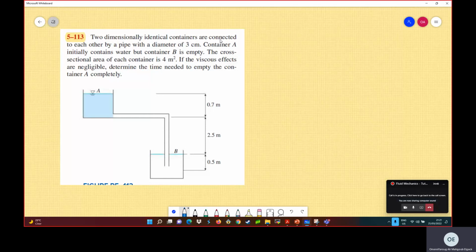So I'm given the diameter of the pipe here, and I'm given the diameter or the cross-sectional area of the container. And what else? That's it. He wants to find the time needed for container B, to determine the time needed to empty container A completely. What's the time needed to empty container A?